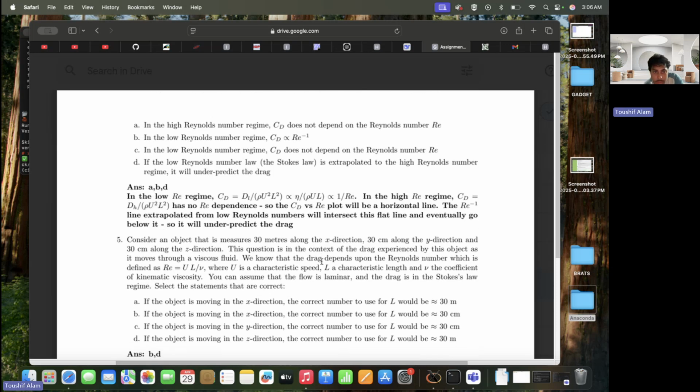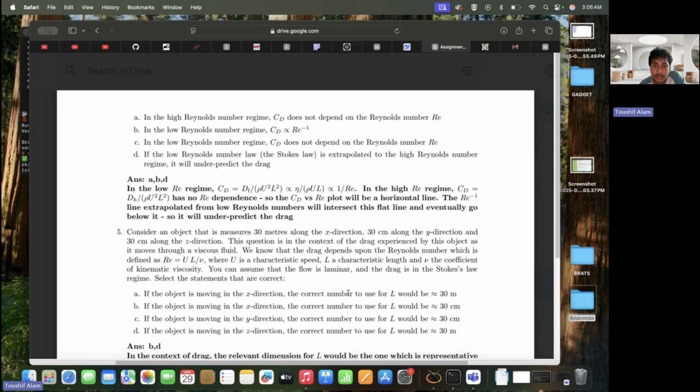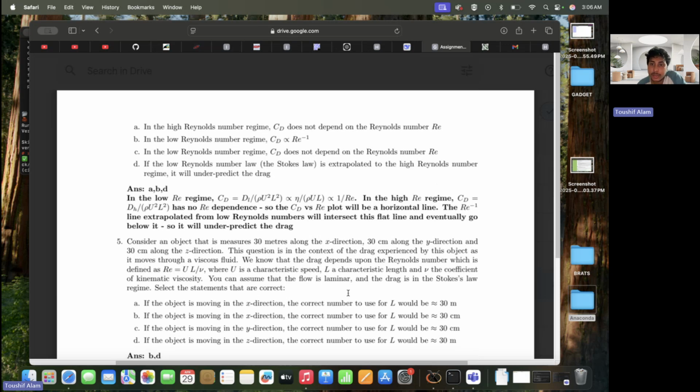The next and last question is: consider an object that measures 30 meters along the x direction, 30 centimeters along the y direction, and 30 centimeters along the z direction. This question is in the context of the drag experienced by this object as it moves through a viscous fluid. We know that the drag depends upon the Reynolds number, defined as Re equals U L by nu, where U is the characteristic speed, L is the characteristic length, and nu is the coefficient of kinematic viscosity. You can assume that the fluid is laminar and the drag is in the Stokes law regime.